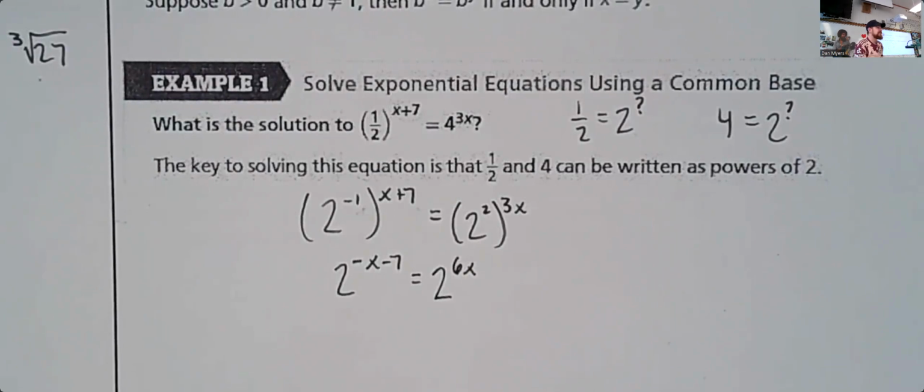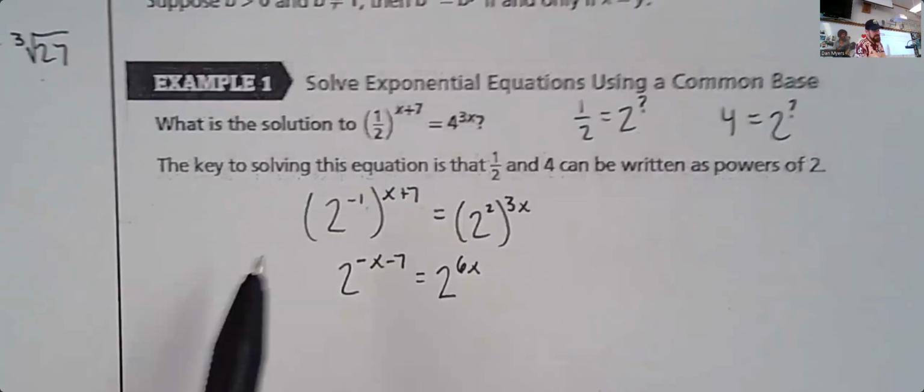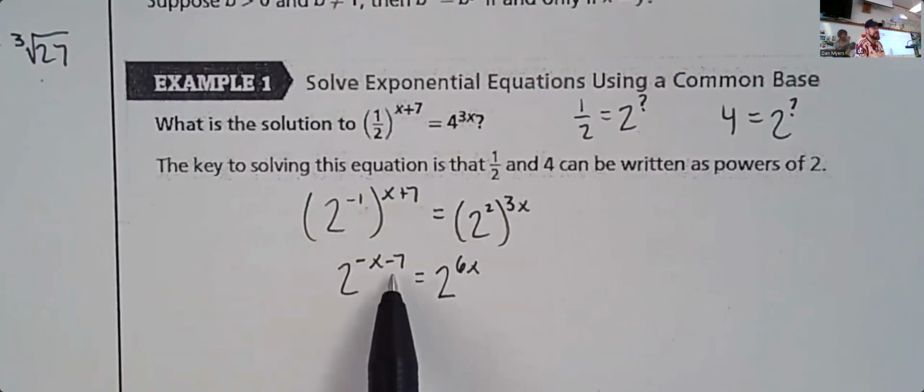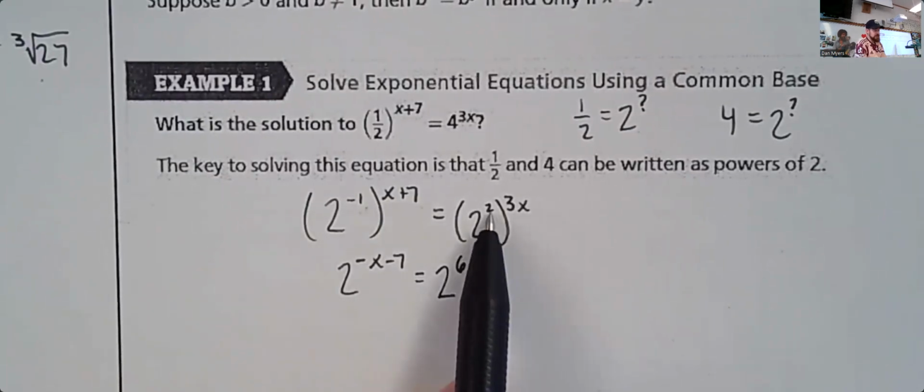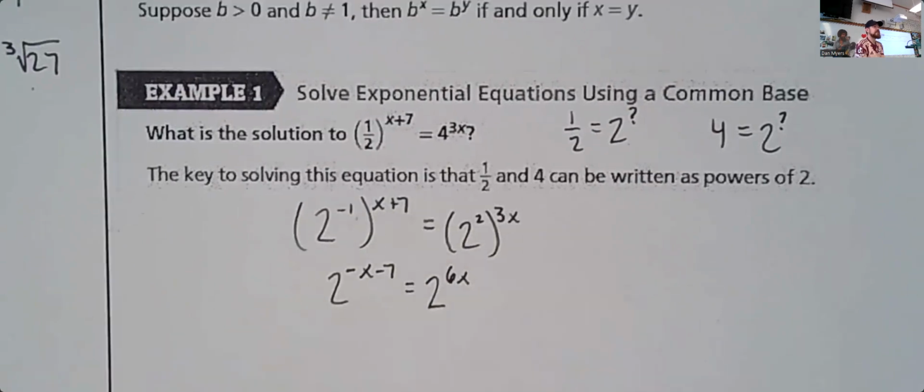Are there any questions about what we've done right now? Power to a power, this is an algebra 1 concept right now. Power to a power means you multiply the exponents. -1 times x plus 7 is negative x minus 7. 2 times 3x is 6x.